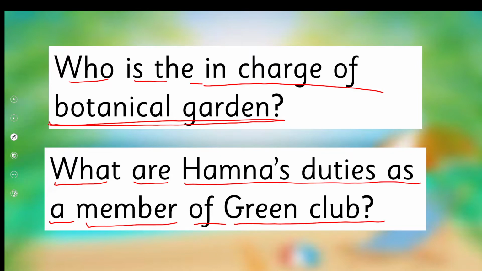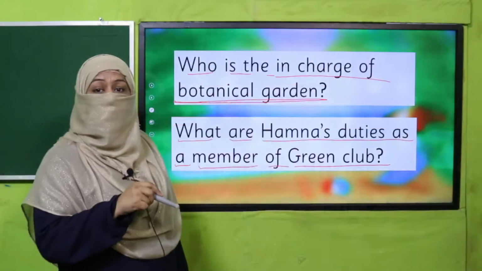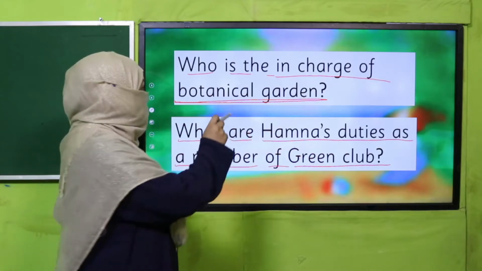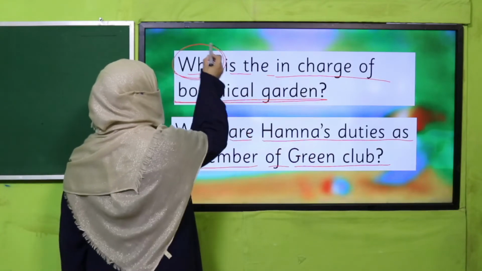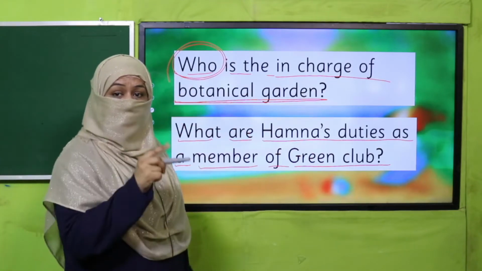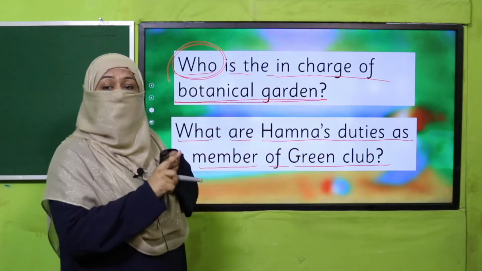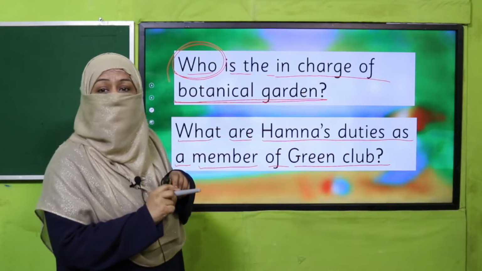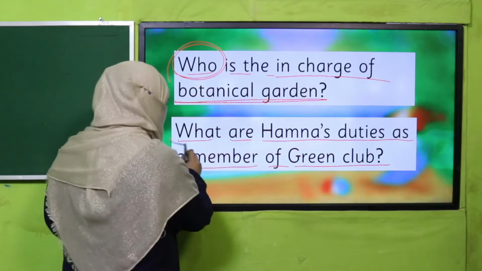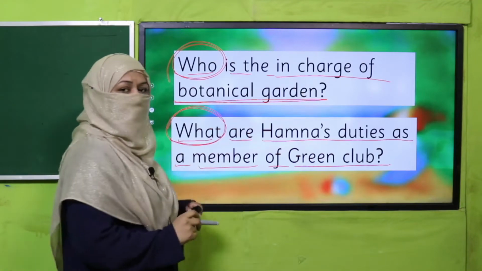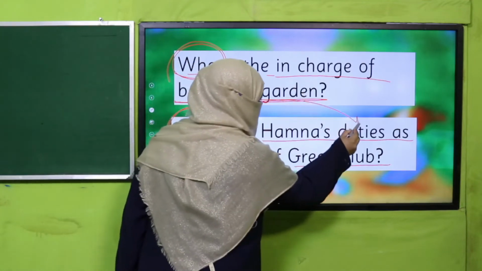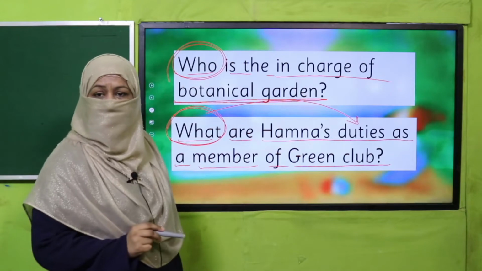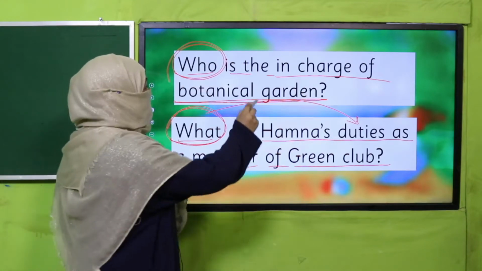So first, before you answer this question, how do we analyze the question? Who? I told you the function of who. It means this who is telling us we have to tell about the person, right? What? So we have to tell about duties. This is how we analyze by looking at the question words.